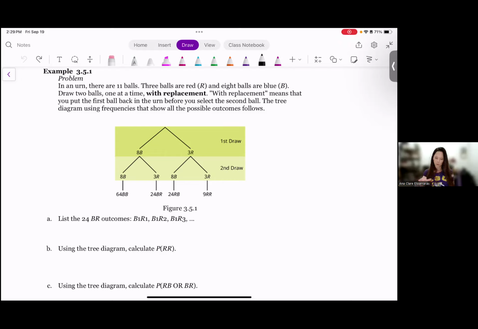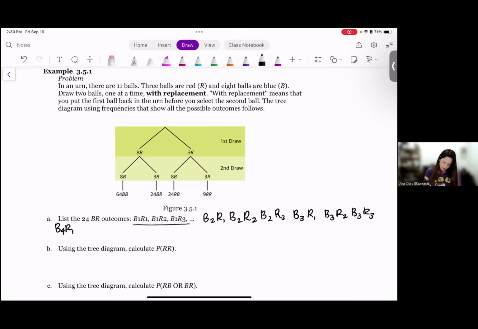There are only 3 red balls, but there are 8 blue. And so the first blue ball is listed with all of the red combinations. So I need to do that for blue 2 through blue 8. Blue 2, red 1, blue 2, red 2, blue 2, red 3. On to blue 3. Blue 3, red 1, blue 3, red 2, blue 3, red 3.